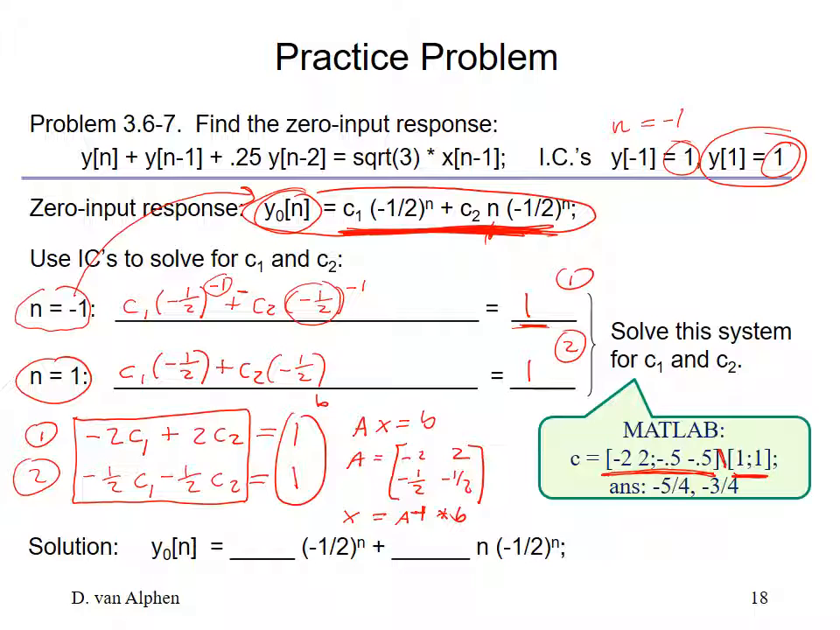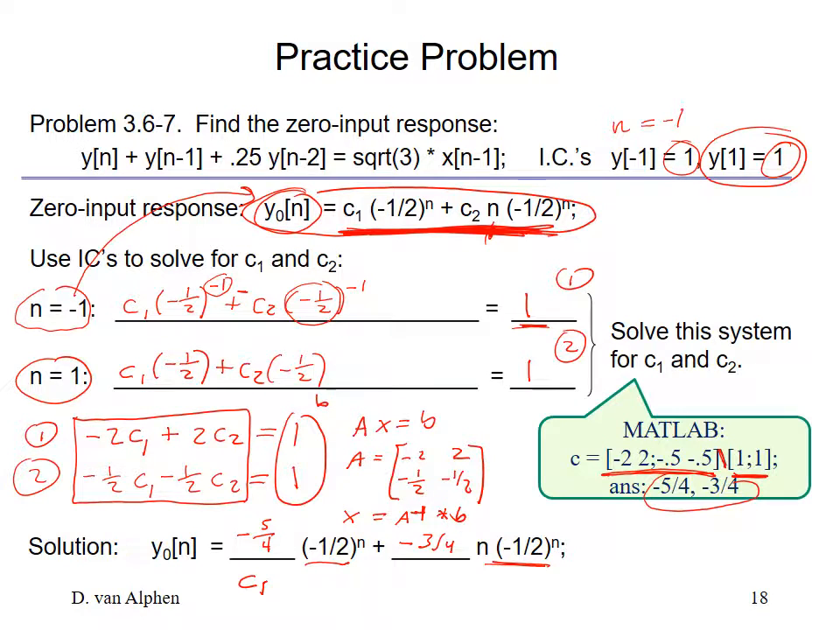Okay, so here's my code. The answer MATLAB gave me for the C1 and the C2 are -5/4 and -3/4. So here's my C1 value, -5/4. My C2 value is -3/4. And here's my gamma to the n, and here's my n gamma to the n. All right, so that's it. That's my answer.